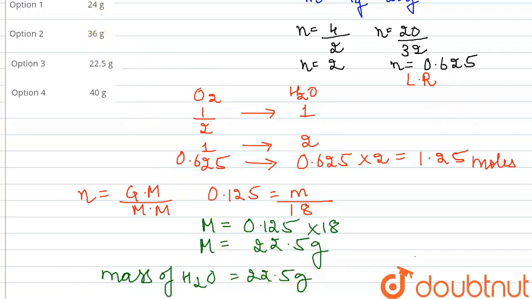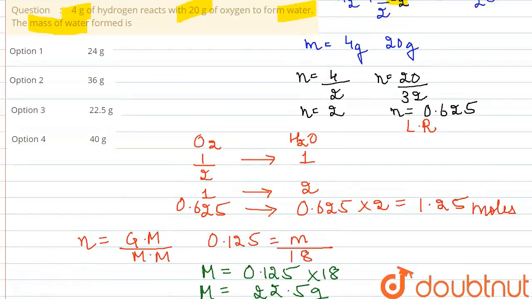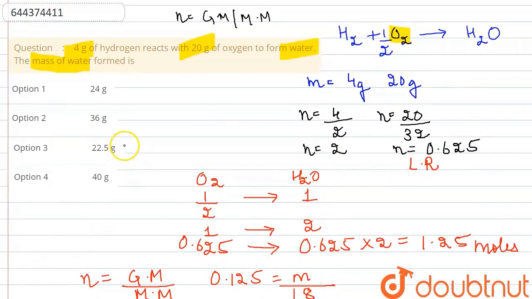So the mass of H2O formed here will be equal to 22.5 grams. So out of the following options, which option is correct here? Option number 3 is your correct answer to the question.